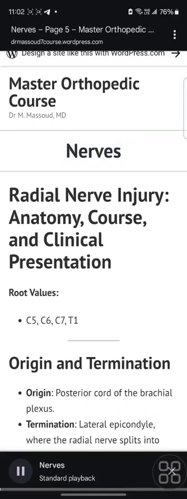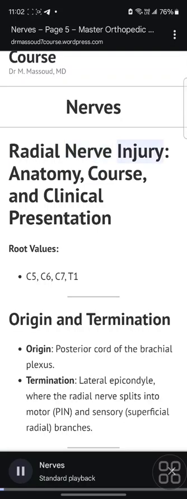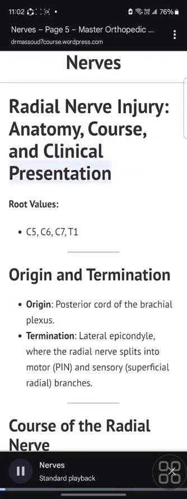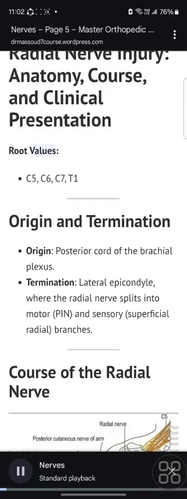Nerves. Radial nerve injury, anatomy, course, and clinical presentation. Root values: C5, C6, C7, T1.